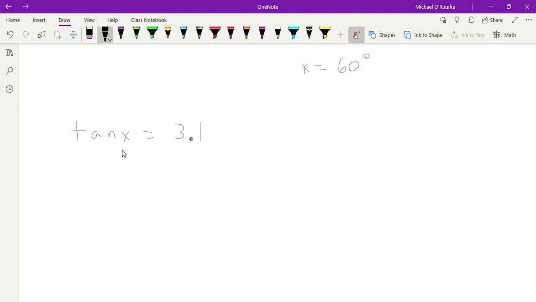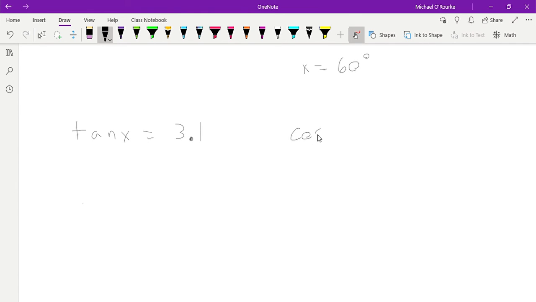Like 72. 72? Good. How is it 72? Oh, because the 3 is before the 0. I got an error. Did you type it in like this? Shift tan 3.1. 72.1. Yeah.